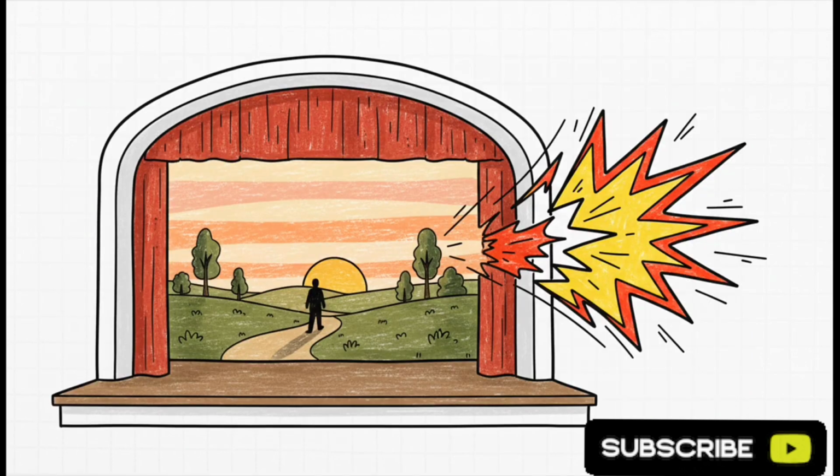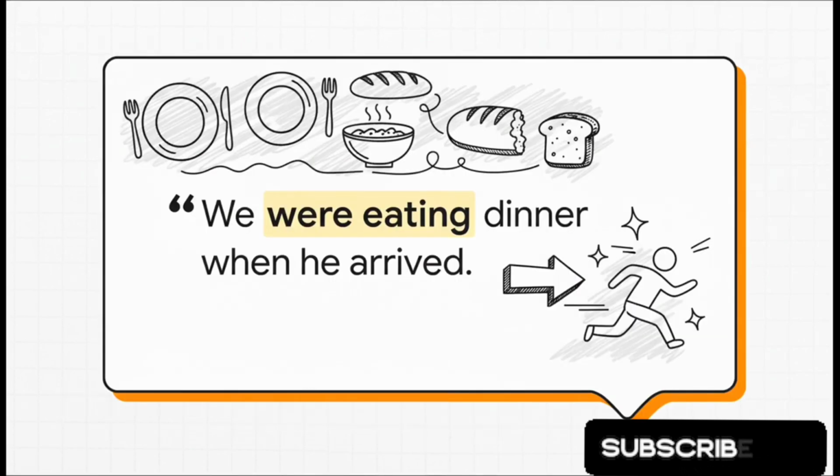Now the past continuous, it plays a totally different role. Think of it as the storyteller's tense. It's perfect for painting a picture of what was going on in the background, right before the main event happened. See how that works? We were eating dinner. That's the background scene. It was ongoing. And then, bam, he arrived. A single, sharp action that interrupted it. The two tenses work together perfectly to tell a little story.